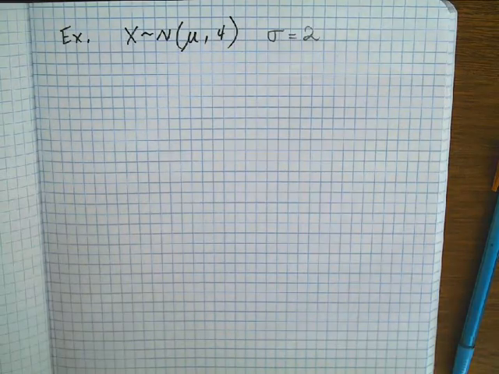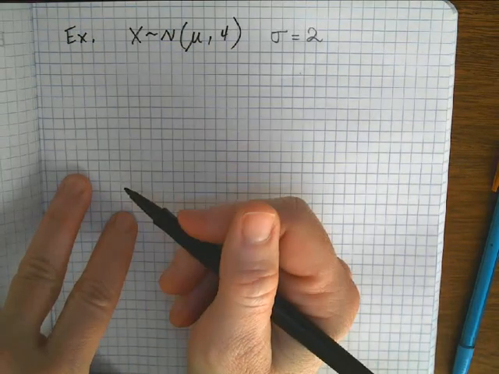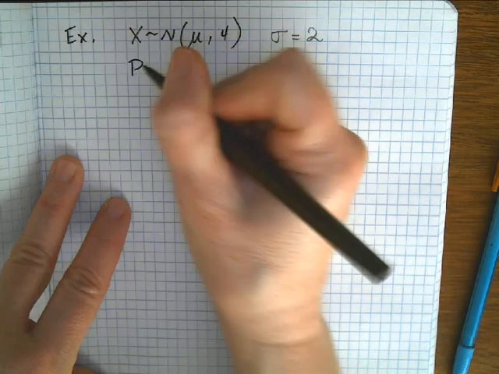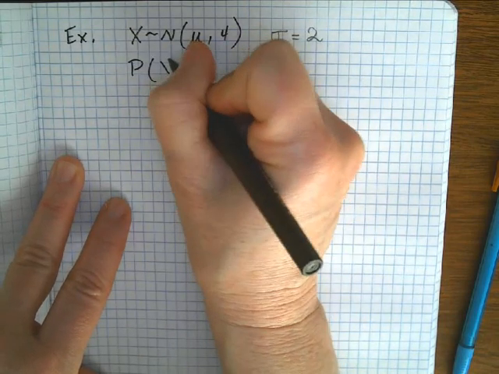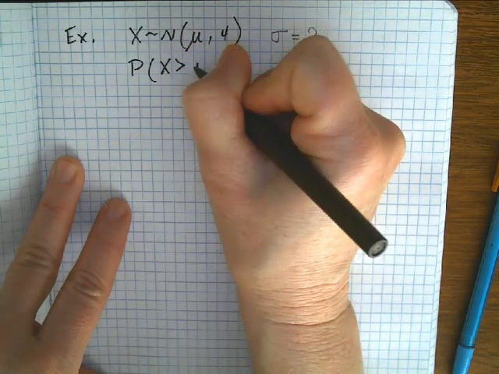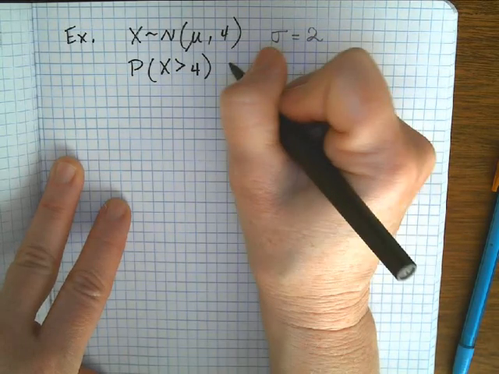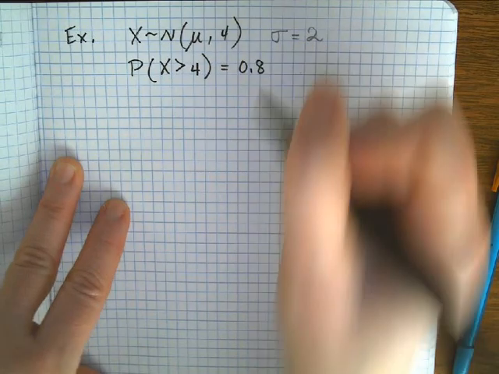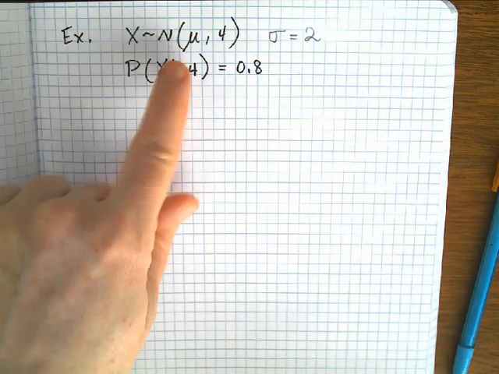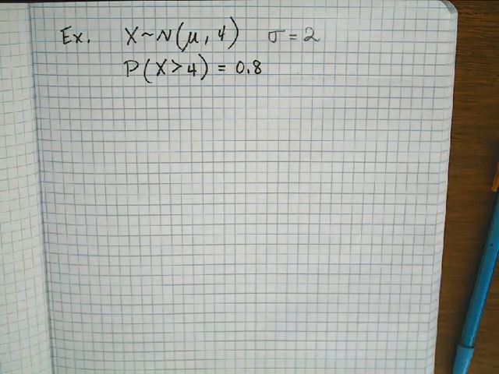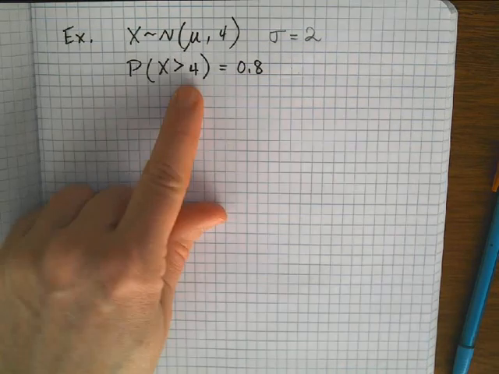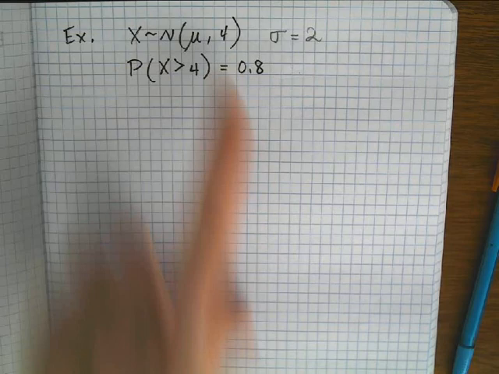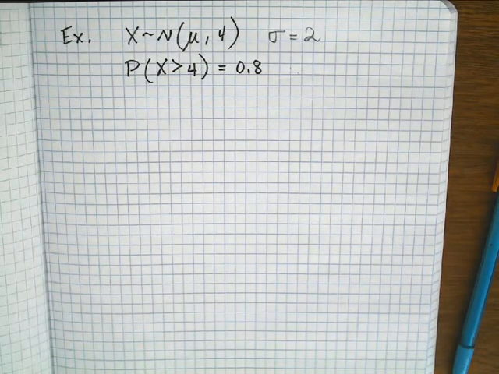All right, and then we're given some additional information. I know that the probability that x is greater than 4 is equal to 0.8. And now I'm going to try and solve for the mean. Okay, so I know the x value, I know the probability, and I know the standard deviation. So now I want to solve for the mean.